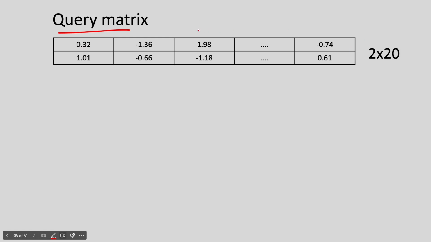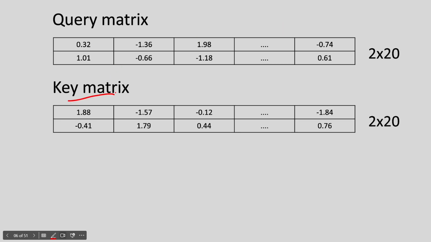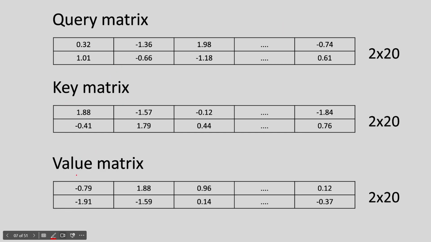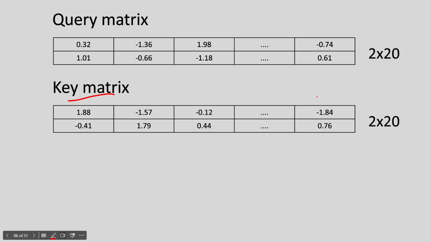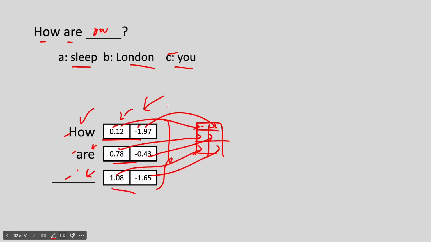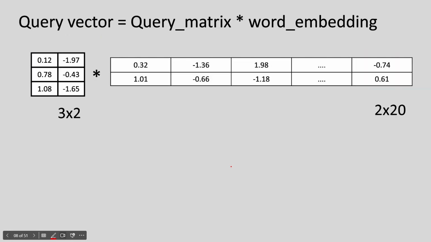Let me just write it over here. This is a random matrix. It will be learned. These are random values. Same thing for the key matrix, because this also needs to be learned, and same thing for the value matrix, this also needs to be learned. Now in this example, we are taking 2 cross 20. Why 2? This is easy to understand, because our embeddings are 3 cross 2. Why? Because there are three words, and each word is represented by two numbers. So that's the logic for this one.